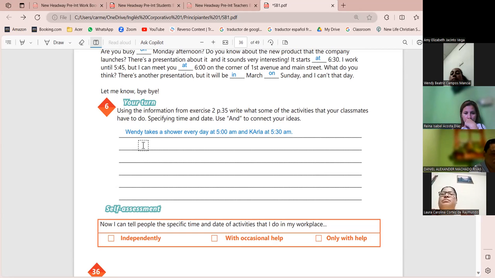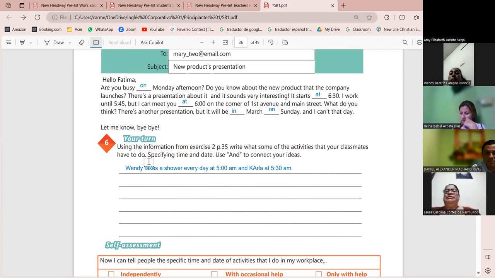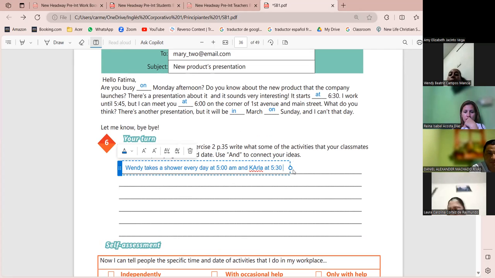Aquí ustedes van a seguir. Por ejemplo, pueden hablar de lo que hace Wendy y lo que hace Lucio y lo que hace Carla. Ahí ustedes combinando y le van poniendo and y usen su creatividad, ¿verdad? Para hacer sus oraciones de esta manera. ¿Sí? Y vamos a especificar el día, la hora y el momento del día. Por ejemplo, en vez de 5:30 a.m., podemos decir at 5:30 in the morning. ¿Okay? Y ahí ya nos evitamos el a.m., porque estamos diciendo in the morning.